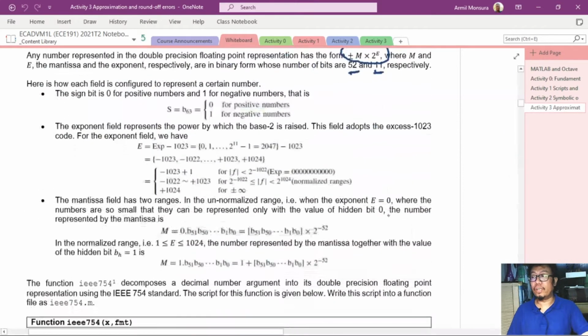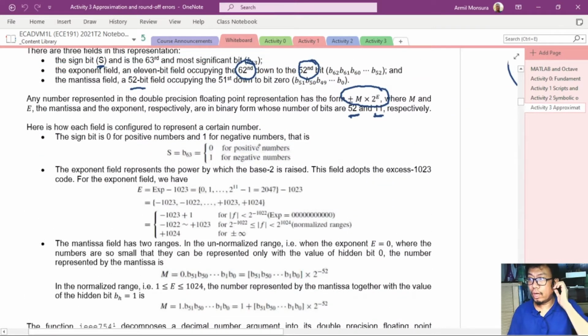So how do we go through each of these? The sign bit is 0 for positive numbers and 1 for negative numbers. So it's a straightforward thing. If the number is positive, you assign the sign bit 0, while 1 if the number is negative. Next, the exponent field represents the power by which the base 2 is raised here.